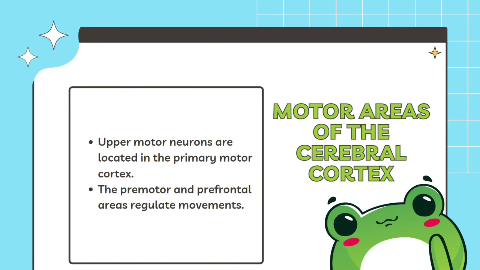Motor areas of the cerebral cortex. The upper motor neurons are located in the primary motor cortex, and the premotor and the prefrontal areas regulate movements. The premotor area of the frontal lobe is where the motor functions are organized before they're actually initiated in the primary motor cortex. For example, if a person decides to take a step, the neurons of the premotor area are first stimulated, and the determination is made there as to which muscles must contract, in what order, and to what degree.